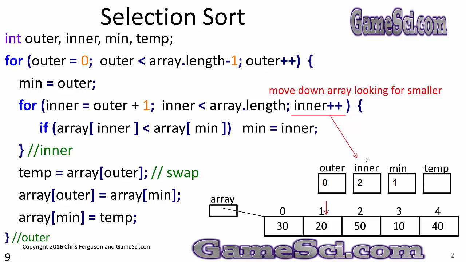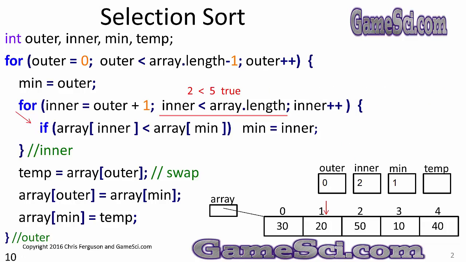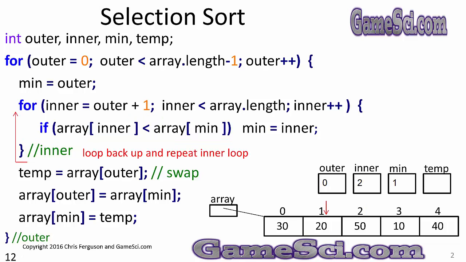Again, the goal of selection sort is to identify the smallest number and move it to the beginning of the array. 2 less than 5 is a true statement, so we're going to go inside the loop and execute the code once again. But look what's changed. Array sub inner is 50. That is not less than 20. That is a false statement. As a false statement, it's going to skip the if code and head to the end of the loop. 50 is not less than, so let's go back up and continue looking.